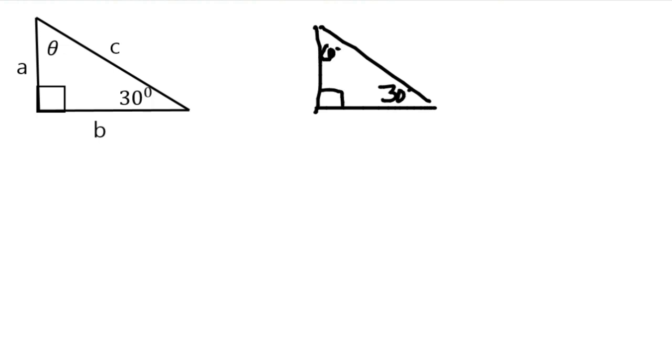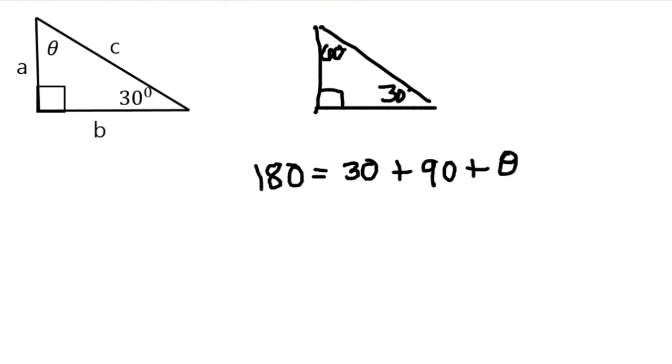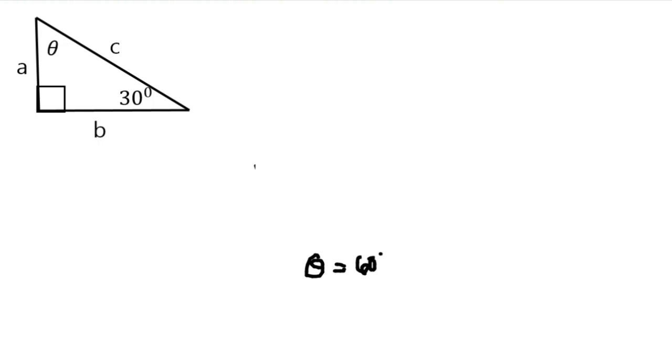We all know that we have 30 degrees, 60 degrees and 90 degrees because it is a 30, 60, 90 special right triangle. To prove that it is 60 degrees, we know that the sum of all angles in a triangle is 180. Therefore, solving for theta, we will have 60 degrees. That's why we have the special right triangle of 30, 60, 90. Okay, let's write this down.